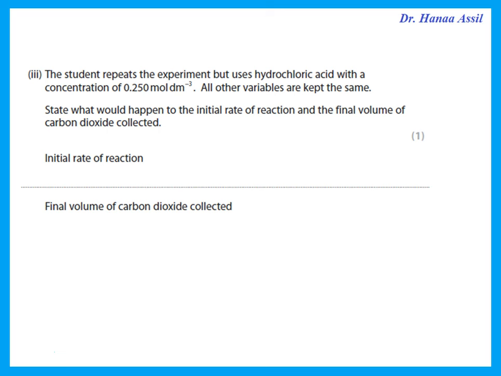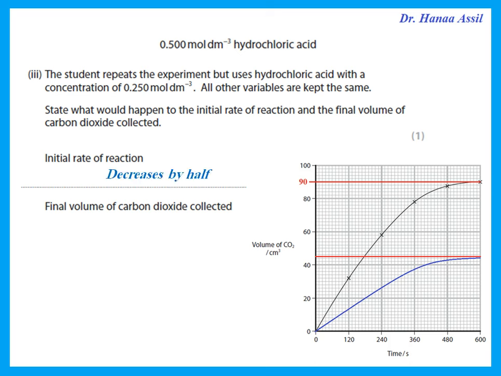The student repeats the experiment, but uses hydrochloric acid with a different concentration. He uses concentration of 0.25. What was he using at the beginning? He was using 0.5. And that means that now I am using half the concentration. State what would happen to the initial rate and the final volume. Of course, if I'm using half the concentration, then the rate will be half. And when the rate decreases by half, what is the volume of carbon dioxide collected? It will also be half of what I collected at the beginning. So 90, half of it is 45 centimeter cubed.